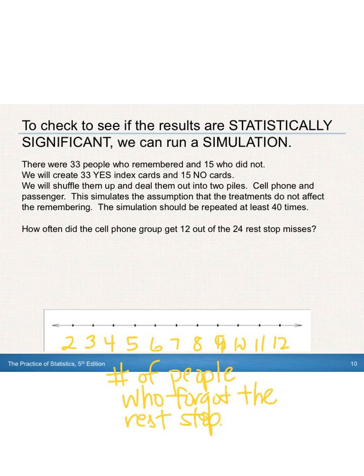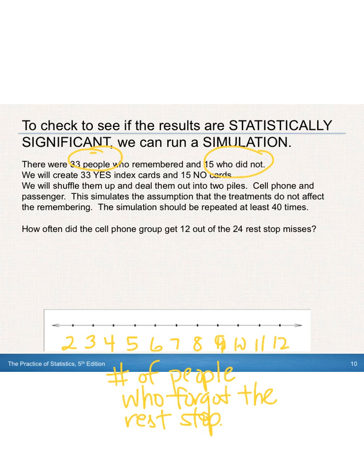So we are going to check to see if the results are statistically significant. We can run a simulation. In this particular experiment there were a total of 48 people, and 30 people remembered to go to that rest stop, remember that's a response variable, and 15 did not. So we're going to create cards based on those 48 people, 33 yes cards and 15 no cards.